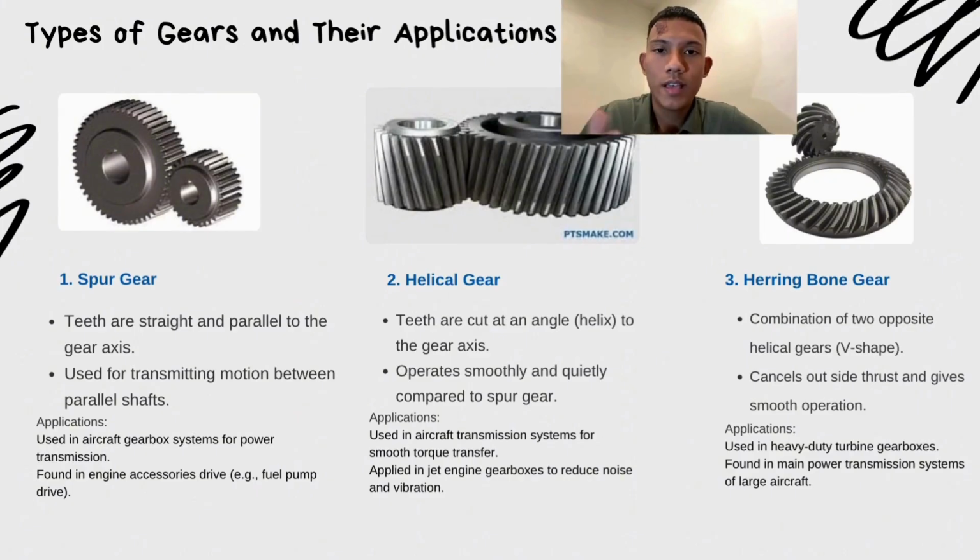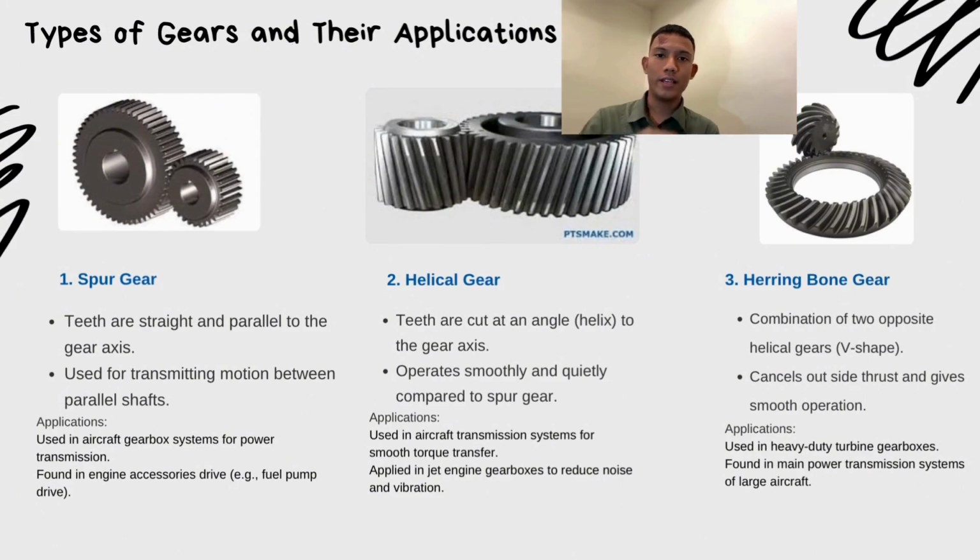So, the second one is helical gear. Helical gears are similar to spur gears, but the teeth are cut at an angle. This angled tooth design allows the gear to engage gradually, resulting in quieter and smoother operation. Helical gears can carry more load compared to spur gears and are better for high-speed application. So, in aviation, helical gears are commonly used in transmission system and engine gearbox to reduce noise and vibration, which is crucial in commercial aircraft for passenger comfort and mechanical efficiency.